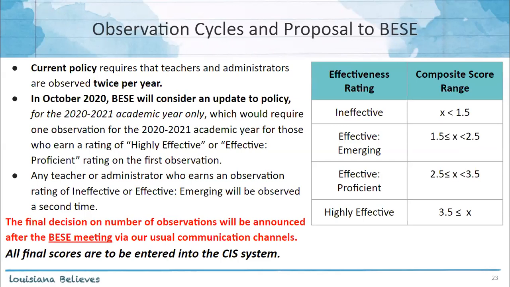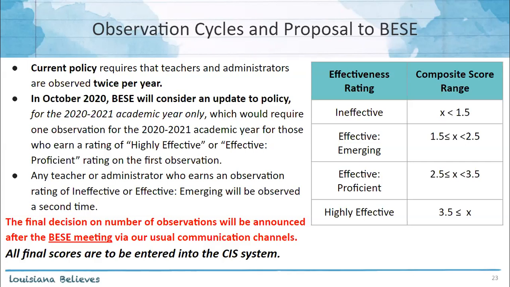The number of observation cycles required for professional practice scores at the time of this presentation, recorded on October 8th, is pending the BESE meeting to take place later this month. We will communicate updates as to the numbers of observations required as soon as we have them available. We should note that current policy requires that teachers and administrators are observed twice per year.